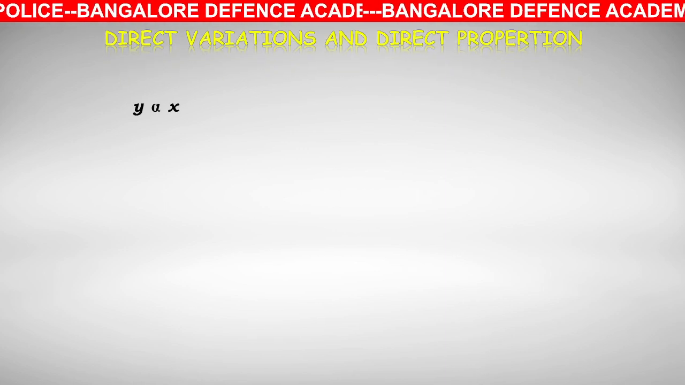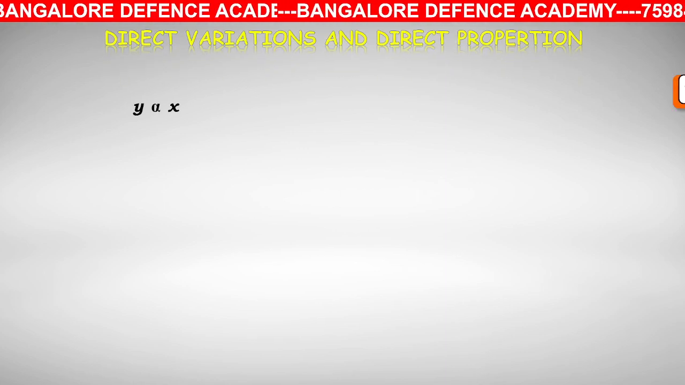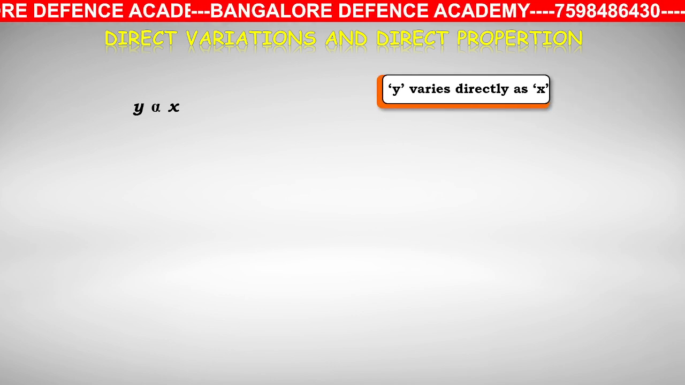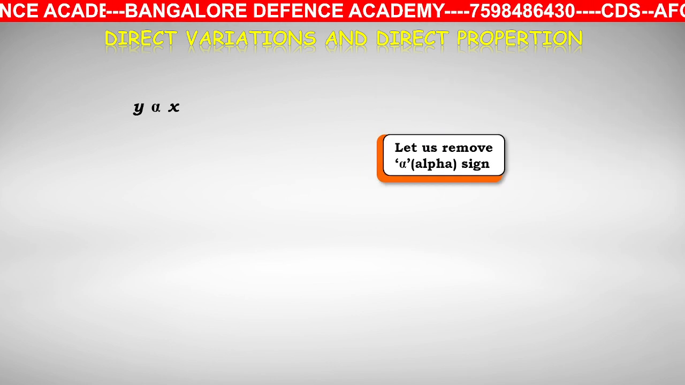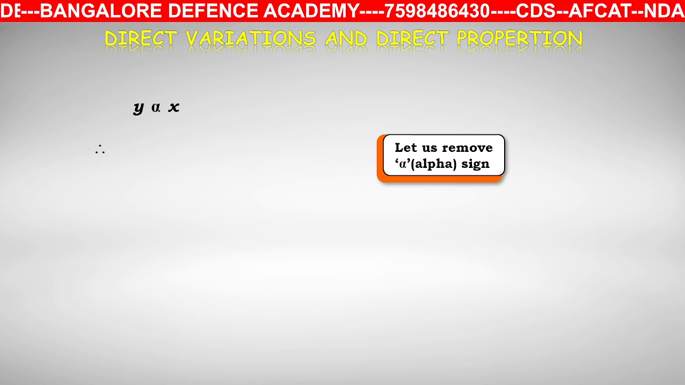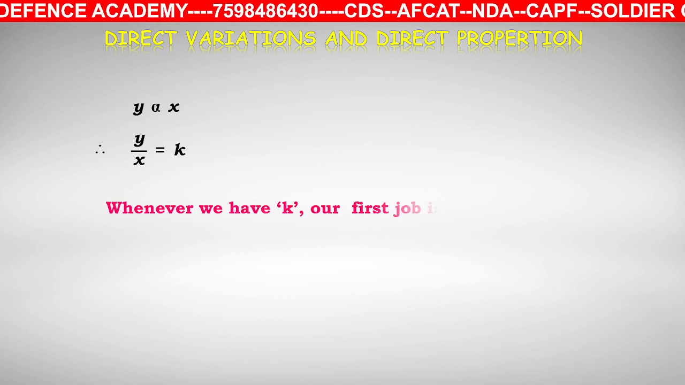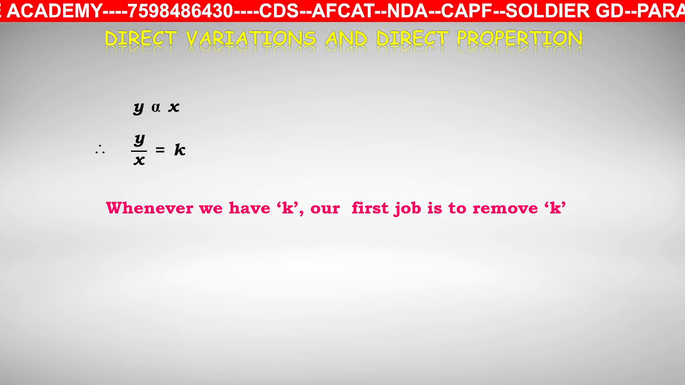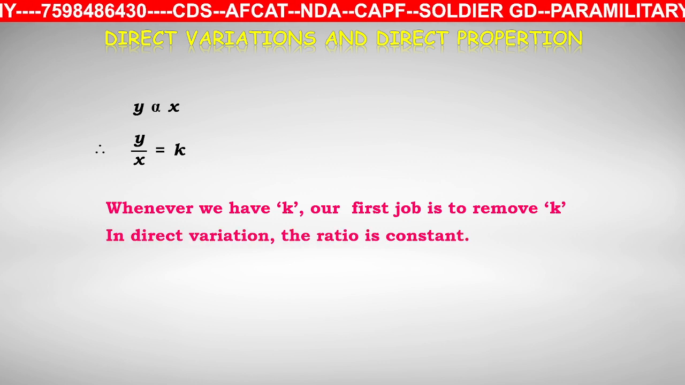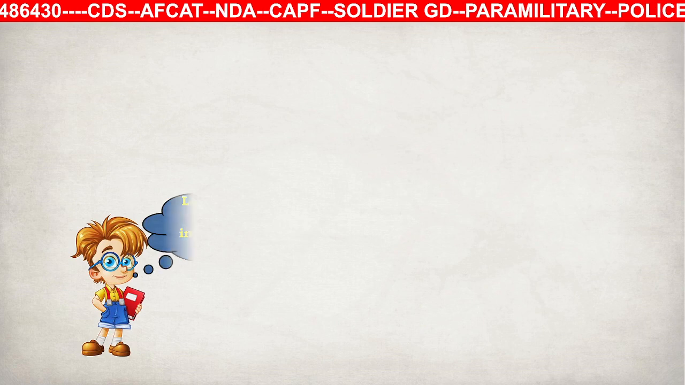Here there is a symbol: y varies directly, proportional to x. Let us remove this symbol alpha, and now I will write y by x is equal to k, where k is a constant. So our first job is to find the value of k. In direct variation, the ratio is constant.